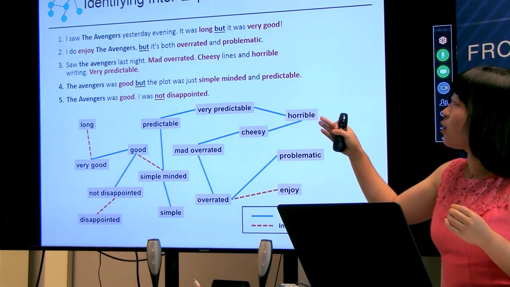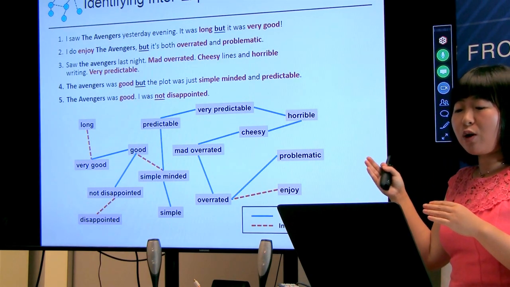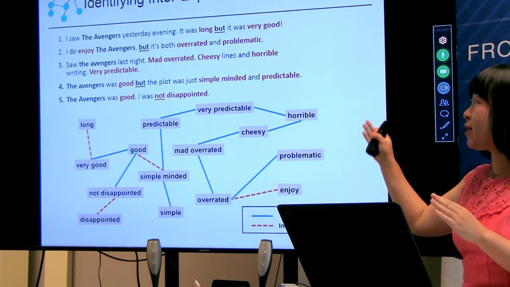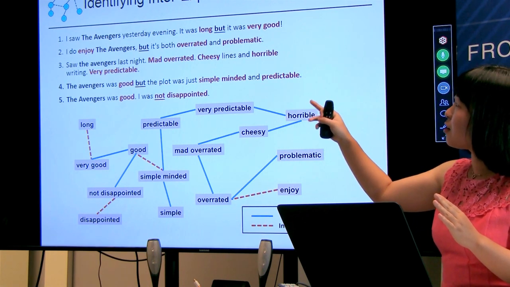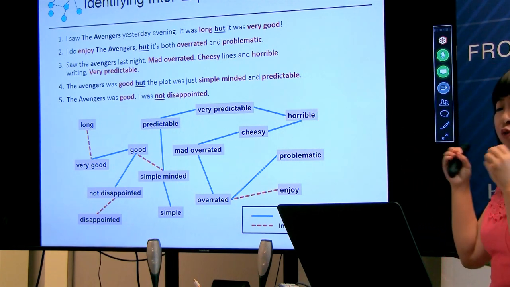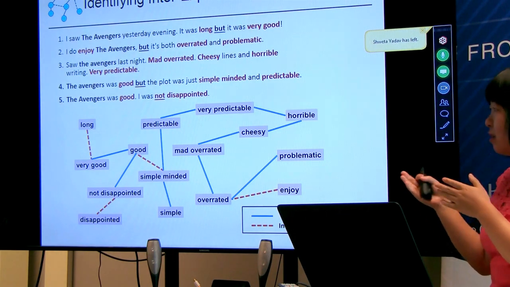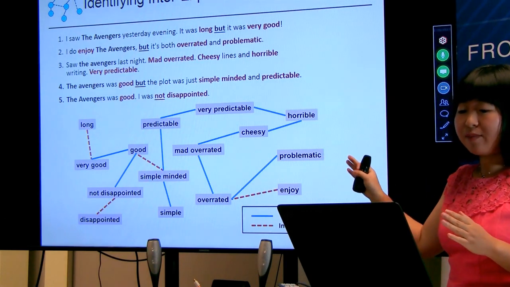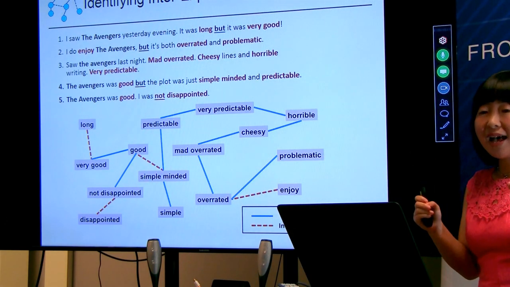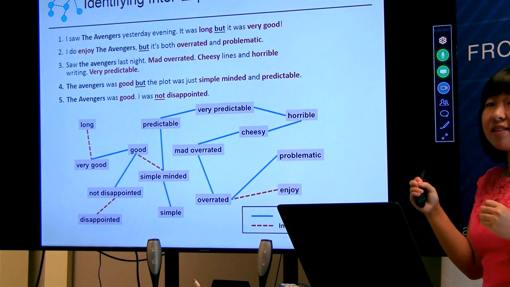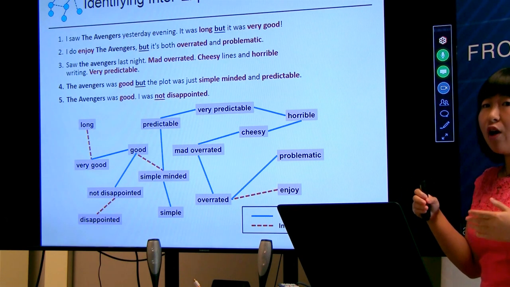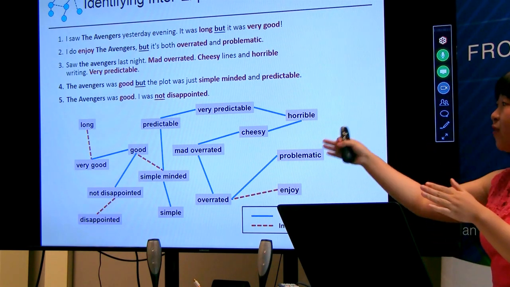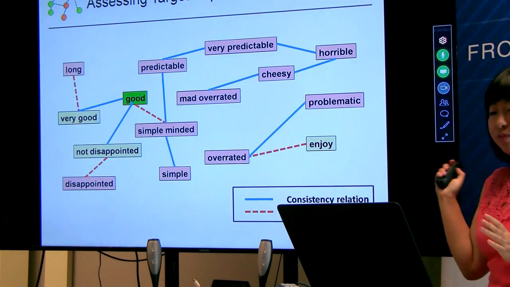And the second one, "I do enjoy the Avengers, but it's both overrated and problematic." From this one, we know "enjoy" is inconsistent with "overrated" and "problematic." However, "overrated" and "problematic" should indicate consistent sentiment. In this way, we connect all these candidates in a network. We can also estimate the strength of connection based on the frequency of occurrence of two candidates in a consistent relation or inconsistent relation, so we assign a weight to all the connections.